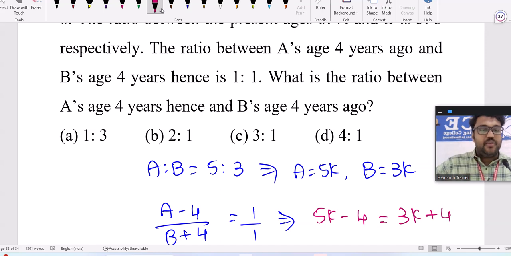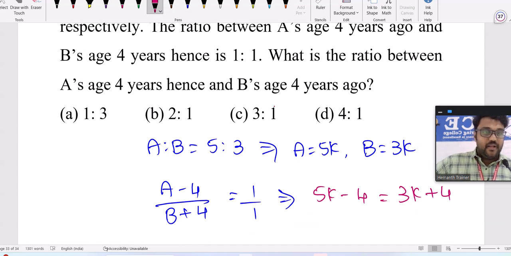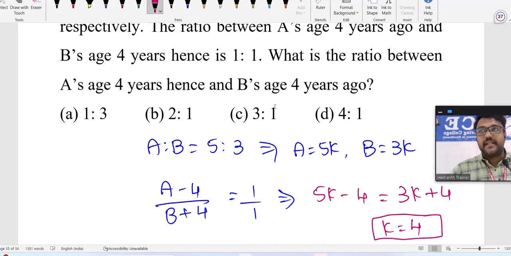Is the k value 2 or 4? K value 4. Good, k equals 4 is what we got. So you formed the equation, A minus 4 divided by B plus 4 equals 1, and you solved it. You got k value 4. Now the question is not about A's present age or B's age; again they are asking a ratio.